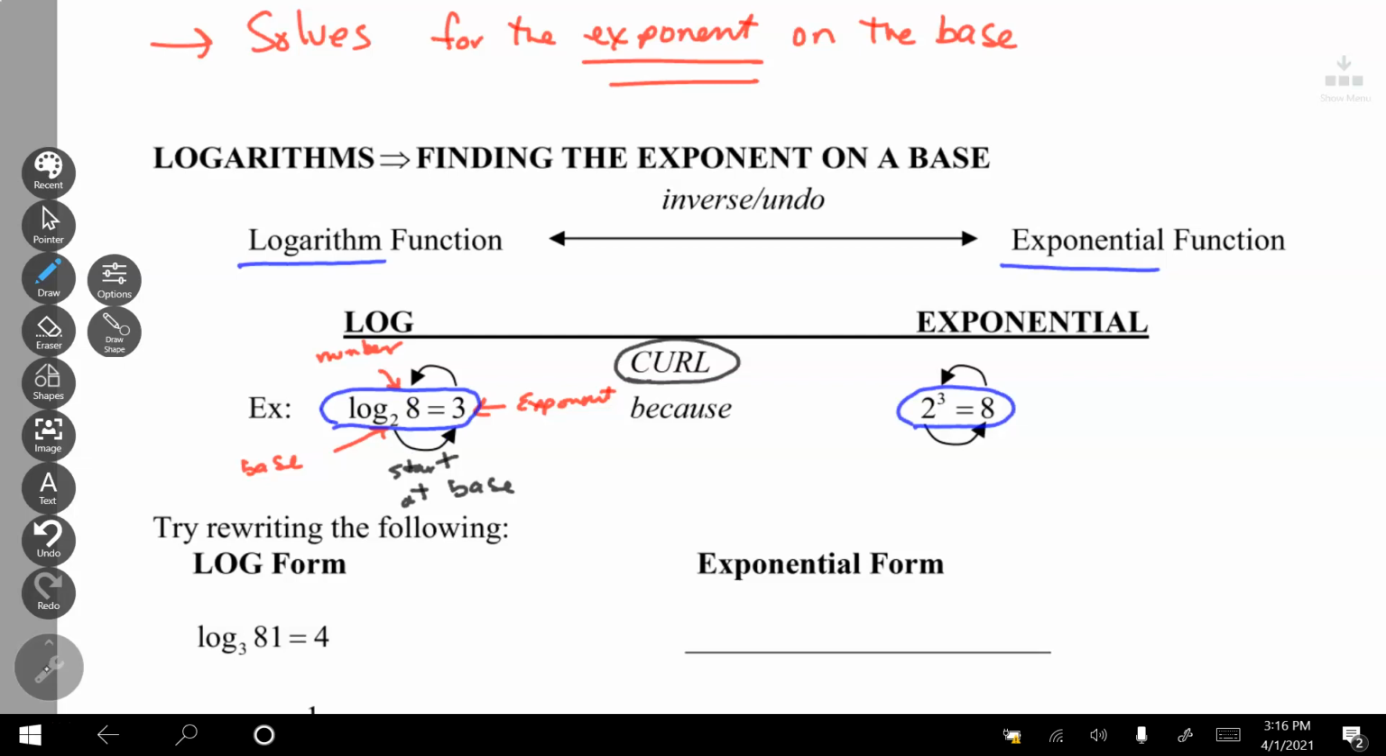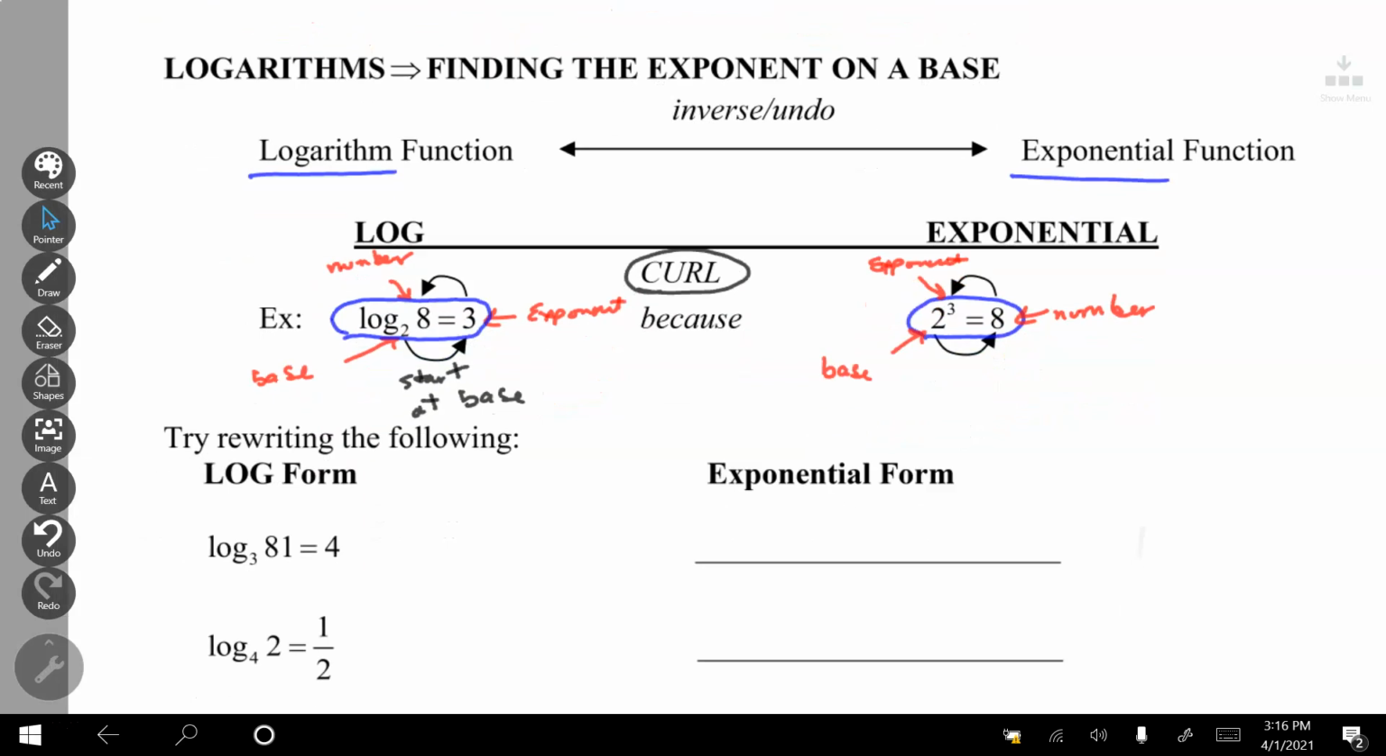But it also works this way. I could do it this way where this is still the base, 8 is the number, and 3 is still my exponent. Let's not overthink too much.